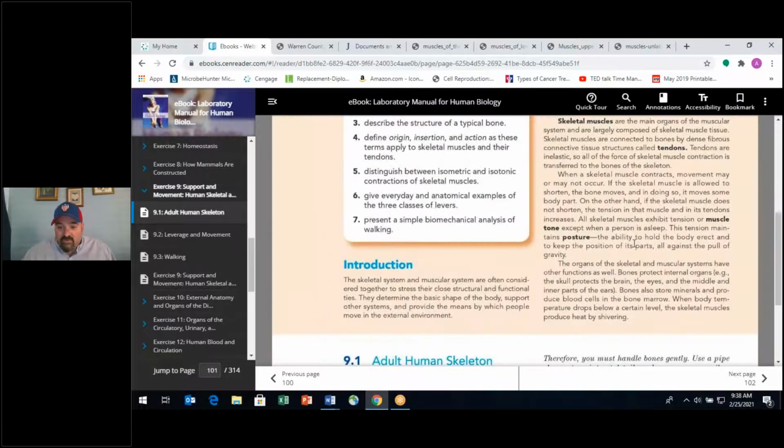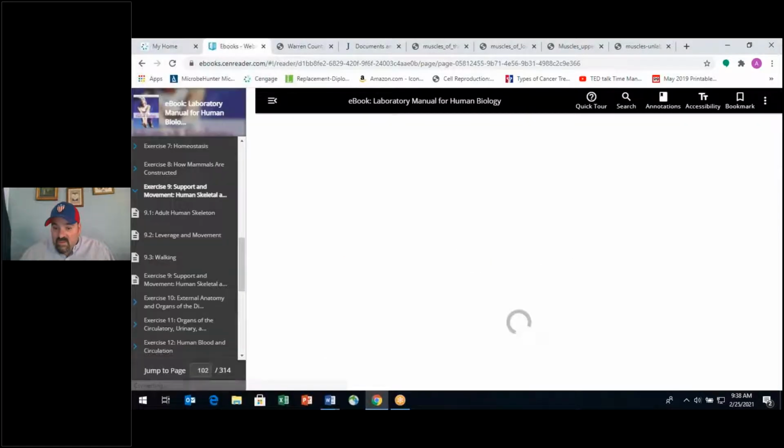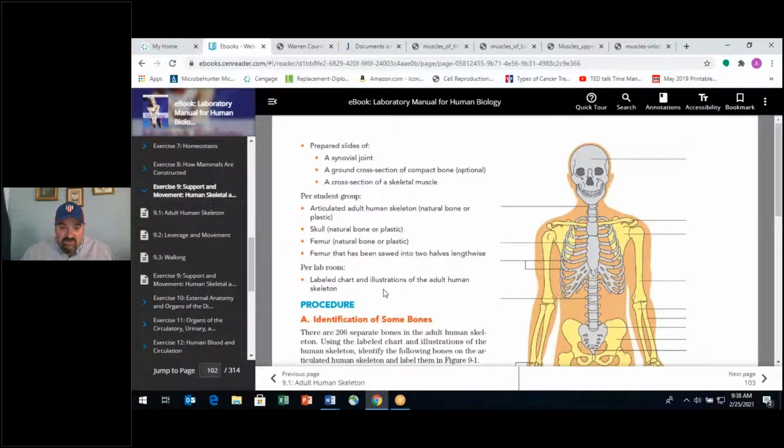You'll go through each section here and you'll see where it says compound microscope. Well, you don't have a compound microscope at home, so you're not going to worry about doing that. But what you will do is, as it's asking you to look at certain structures, you will look them up online using Google Images.